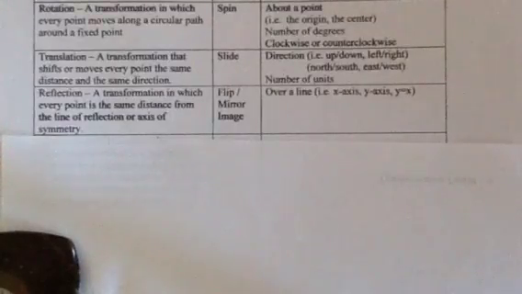A reflection. A reflection is a transformation in which every point is the same distance from the line of reflection or axis of symmetry. The line of reflection or axis of symmetry is also called the mirror. Everyday language, that's a flip or a mirror image. And the instructions that we have to give are over what line we are flipping or reflecting the object.